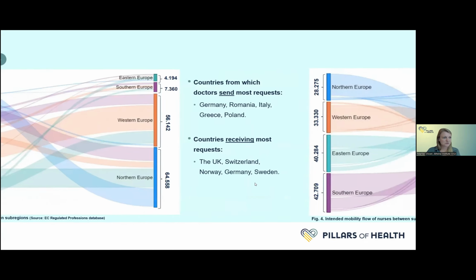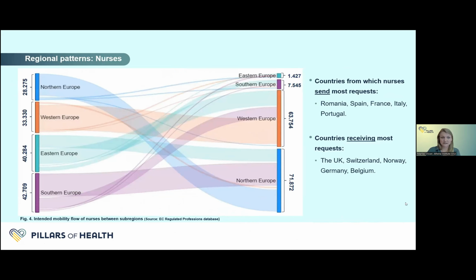Then looking at this for nurses, we identify a similar pattern in that, again, most requests are sent from Eastern and also Southern Europe, and they are to a limited extent received by these same regions, while, again, Northern Europe and Western Europe receive most of these requests for recognition of qualification. And before I go into the specific countries, I already want to mention that it is interesting to see that, on the one hand, Southern European countries and Eastern European countries are the countries from which most requests are sent, and most of them are received by Western and Northern Europe.